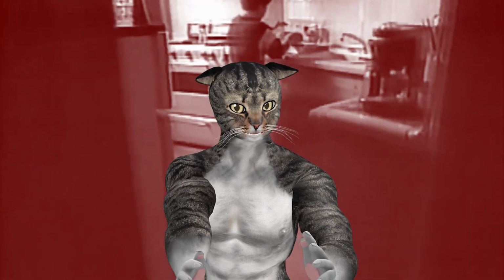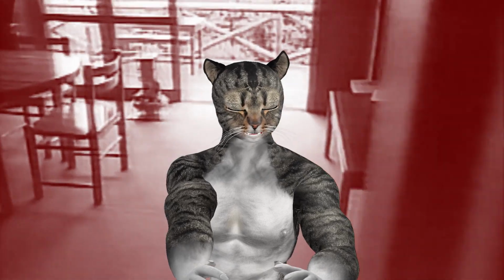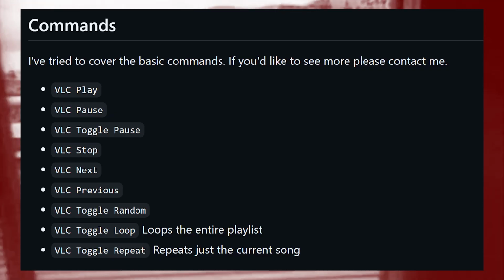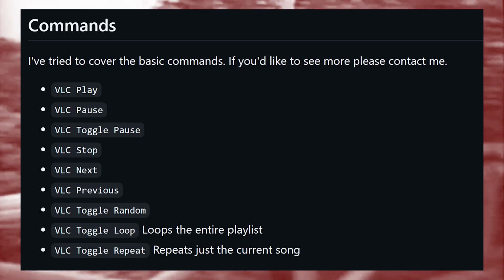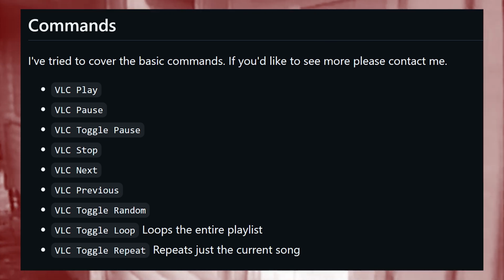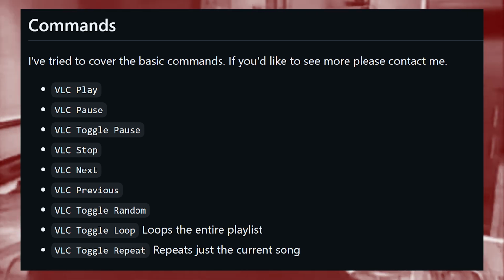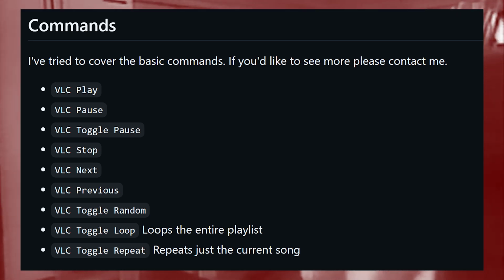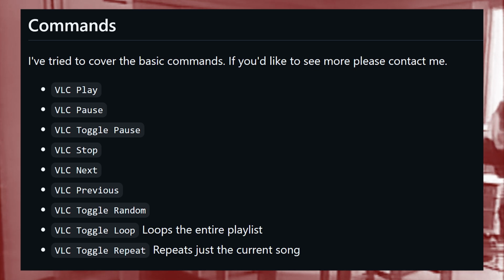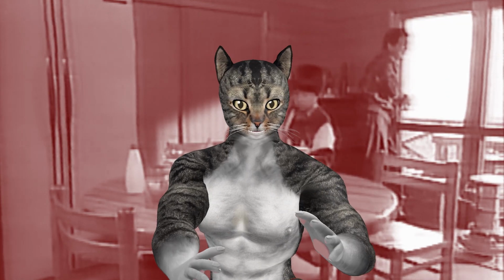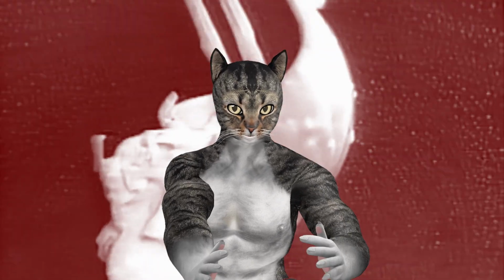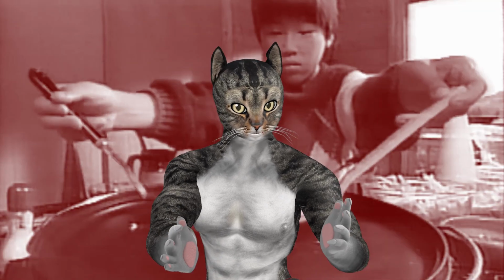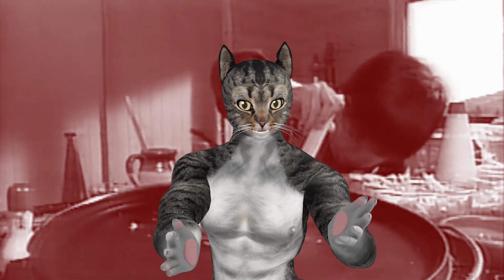I feel like the title of the command is pretty self-explanatory, so I'll just list them here. The commands are VLC play file, VLC pause, VLC toggle pause, VLC stop, VLC next, VLC previous, VLC toggle random, VLC toggle loop, and VLC toggle repeat. Loop controls the entire playlist, where repeat just repeats the current song. I may add more commands in the future, so if there's something specific you'd like to see, let me know.